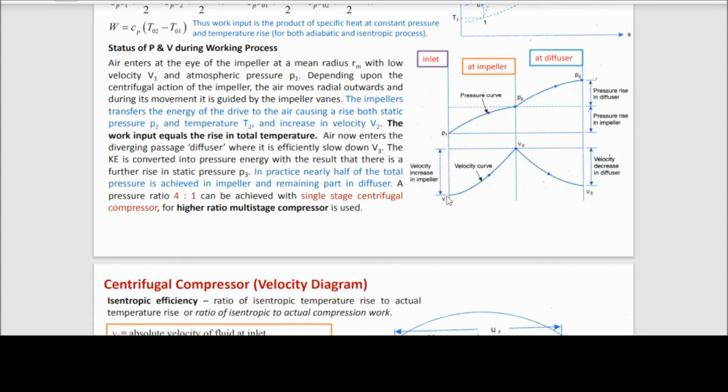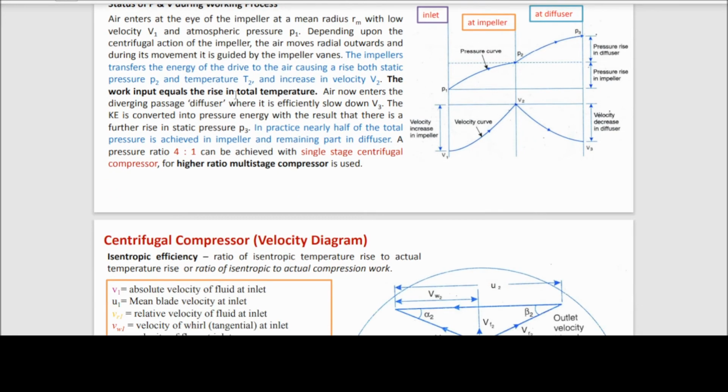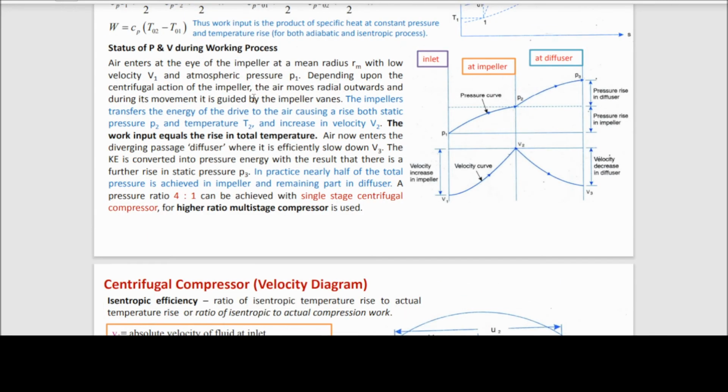And understand, the velocity is increased in the impeller, kinetic energy is imparted to the fluid, and in the diffuser you can see the velocity is gradually decreasing, and this decrease in velocity is converted to pressure. So you should also remember this figure. Okay, that is the thing given in this paragraph.